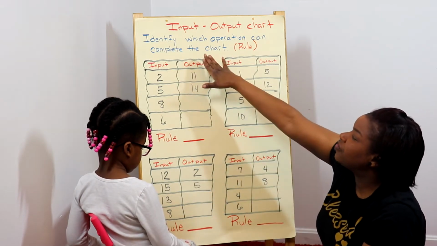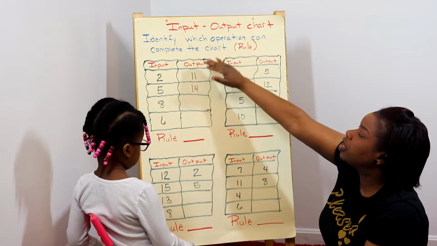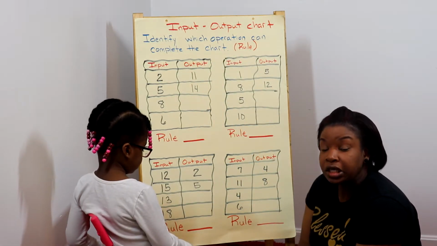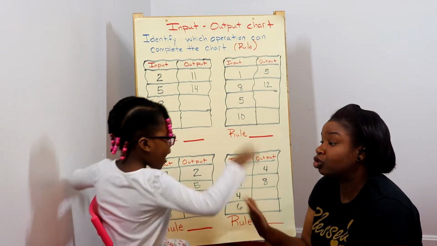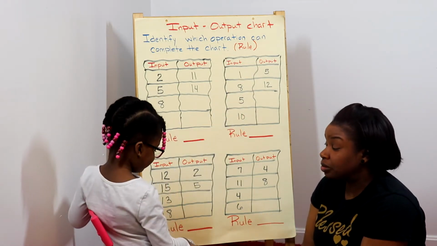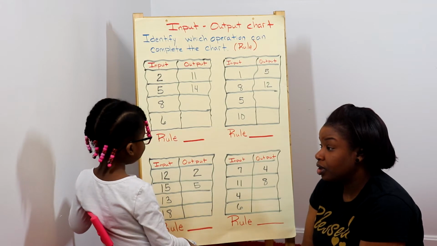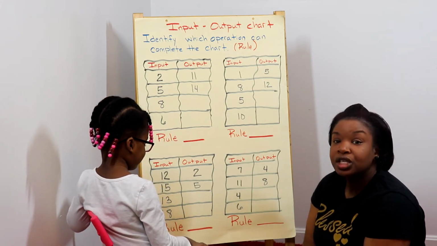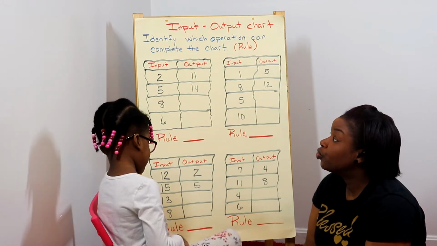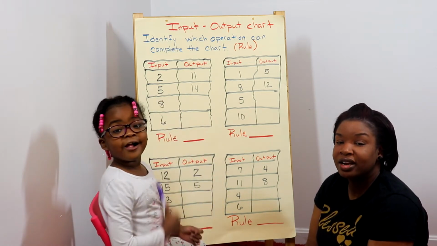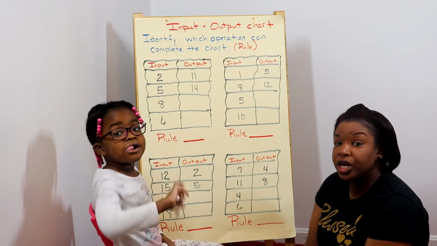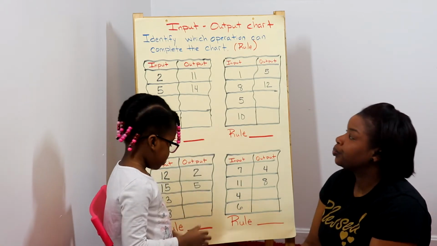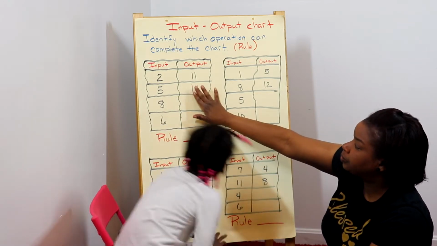It says, identify which operations can complete the chart. And when we do that, our operations are going to either be addition and subtraction. So, Jessica, do you know how to add and subtract? Yes, okay. So, we're going to review the input and output chart to identify which operation we are going to be using.